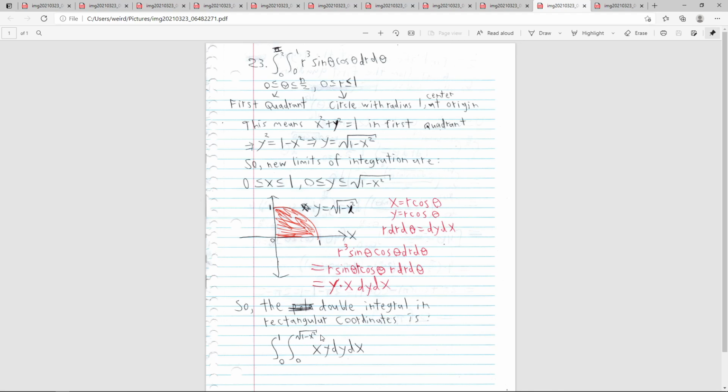So 0 to the square root of 1 minus x squared, and then it's xy dy dx, and xy comes from this. x equals r cosine theta, y equals r sine theta, and r dr d theta equals dy dx. So r cubed can be split into r sine theta, r cosine theta, r dr d theta. Then you can easily convert, in y-x or x-y order, whichever. You have to mind the order for this though. So xy, dy, dx, with respect to y first and then x, because y equals the square root of 1 minus x squared sets the limit, so it has to be the first one.